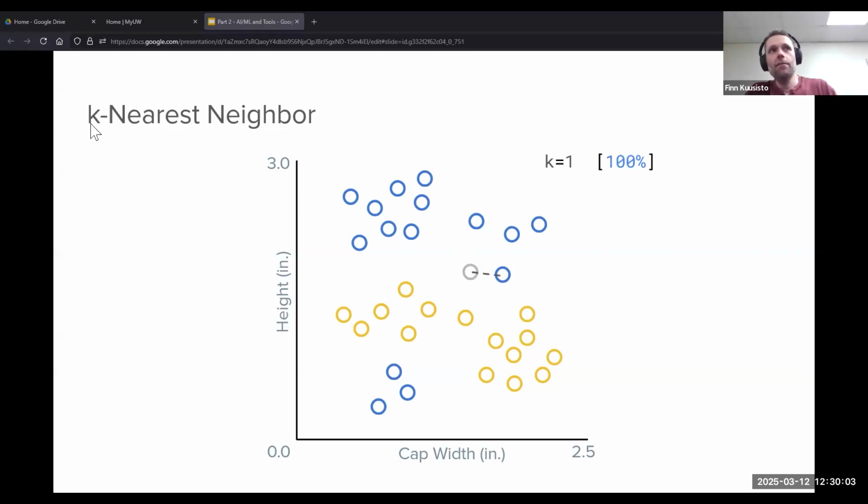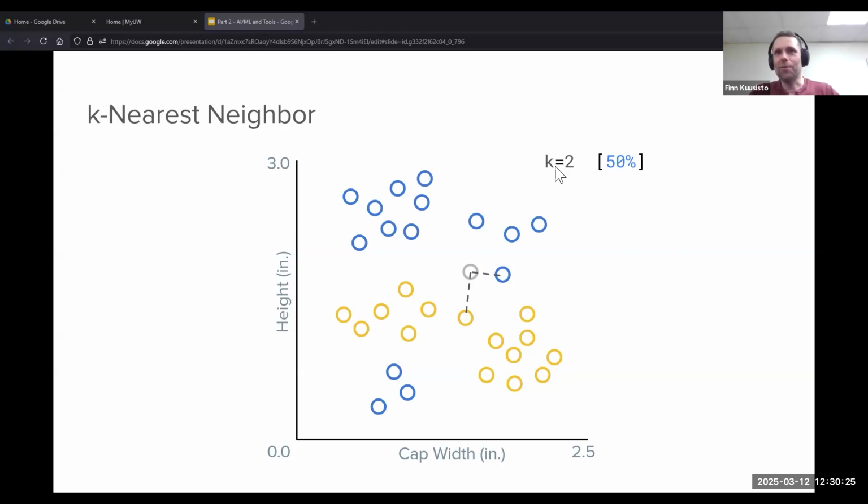It's most like its neighbors. So if k is 1, this is a tunable parameter, I'm going to say it has the same label as its single nearest neighbor. So in this case, k equals 1, it's 100% blue. If I say 2, I pick the second nearest neighbor. Now it's like 50% blue.